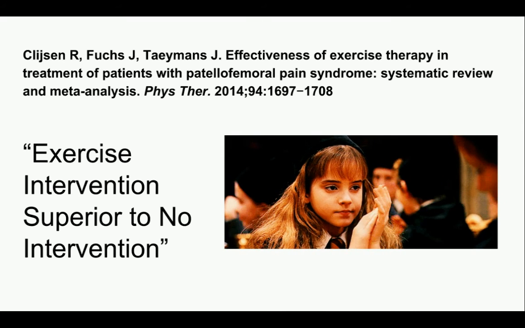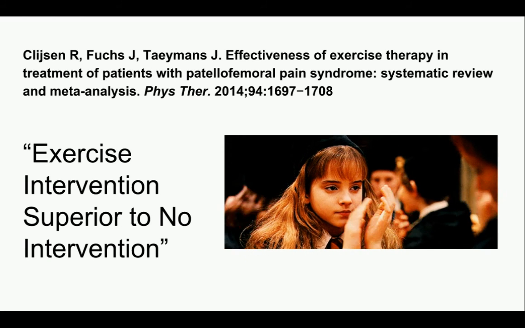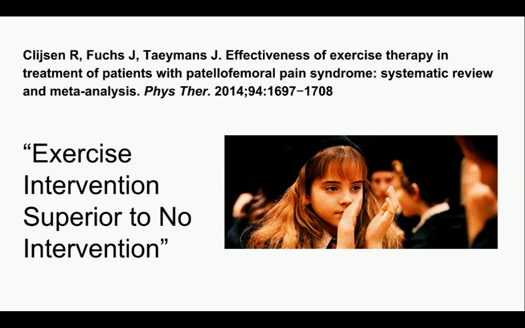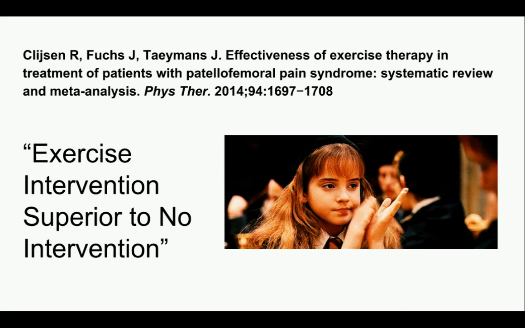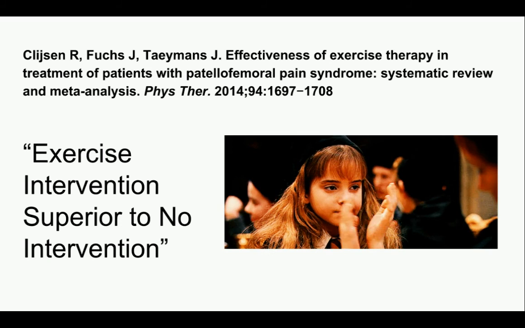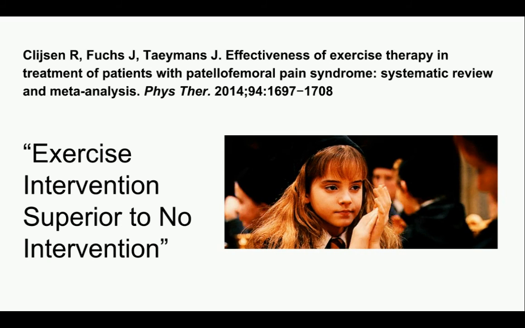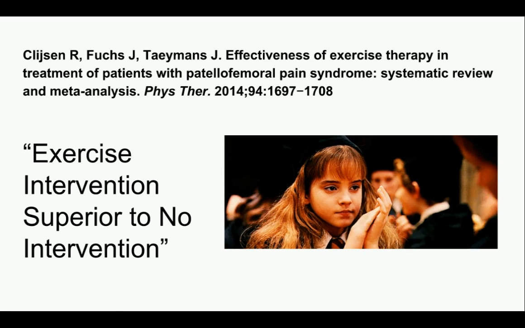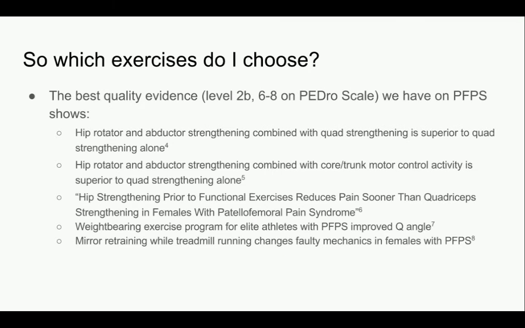So overall, in the most recent systematic review and meta-analysis that we have on this condition, basically all they could say with confidence was that exercise intervention is superior to no intervention, which is something we run across a lot in our literature. However, there are some articles that we will be covering in just a few minutes that do go into a little more detail than just exercise. So specifically, which exercises can we choose? And the best quality evidence that we have would be level 2B or 6 to 8 on the PEDro scale.